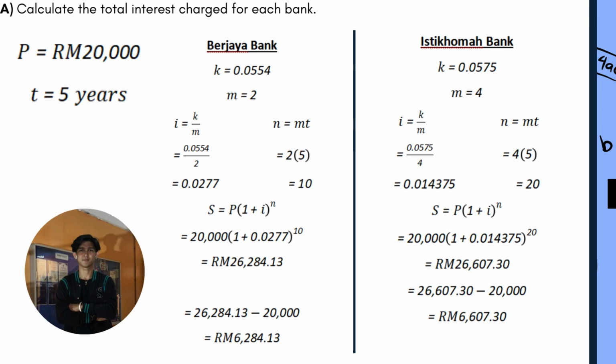First, we calculate for Berjaya Bank. k is 0.0554, m is 2, i is 0.0277 and n is 10. Based on the information given, the answer is RM26,284.30. Next, S minus 20,000 gives RM6,284.30. Second, for Istiqomah Bank, k is 0.0575, m is 4, i is 0.014375 and n is 20. Then we use the same method as for Berjaya Bank and the answer for S is RM26,607.30. The interest charge is RM6,607.30.